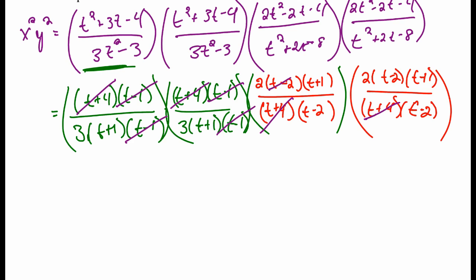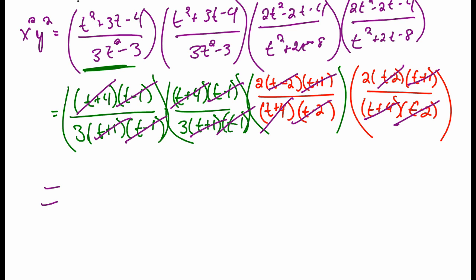I have a factor of t minus 2 and another factor of t minus 2. I have a factor of t plus 1 and a factor of t plus 1. I have a factor of t minus 2 and a factor of t minus 2. These are all dividing to 1. They're not just canceling out. We just don't say goodbye to them. They're dividing to 1. t plus 1 divided by t plus 1.